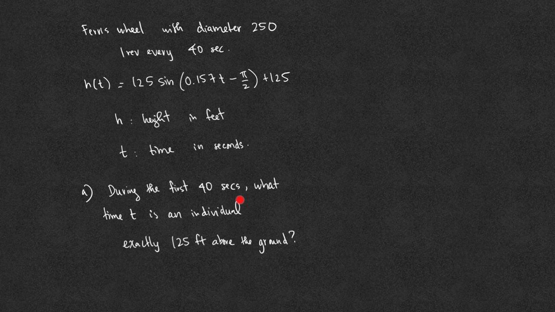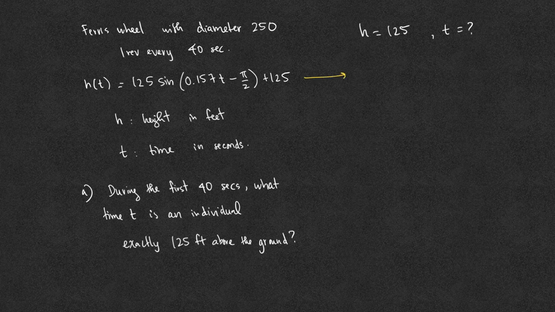During the first 40 seconds, at what time t is an individual on the Ferris wheel exactly 125 feet above the ground? We are given this function where h represents the height above the ground. The question asks us to find the time when the individual, the person sitting on the Ferris wheel, is exactly 125 feet above the ground. So h equals 125, and we're looking for t.